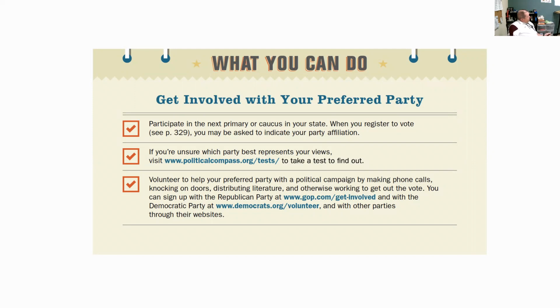Why is Bill Weld listed as the third-party candidate there? That's Bill Weld, but he was Johnson's vice presidential candidate.